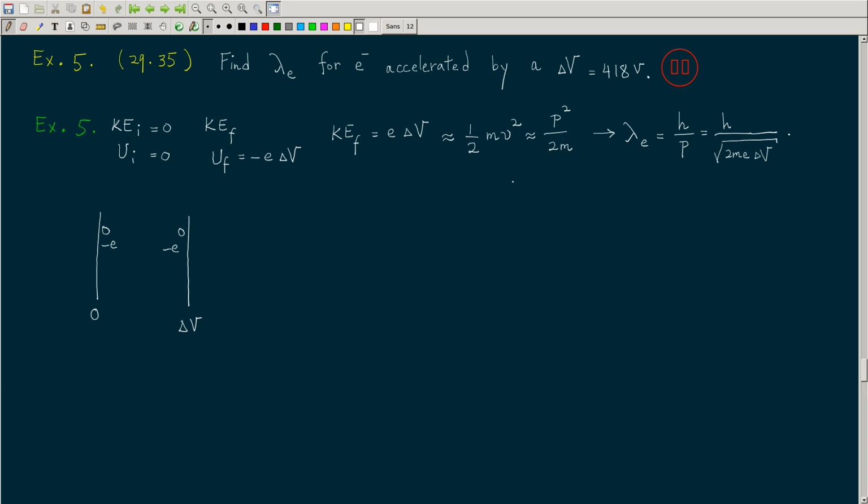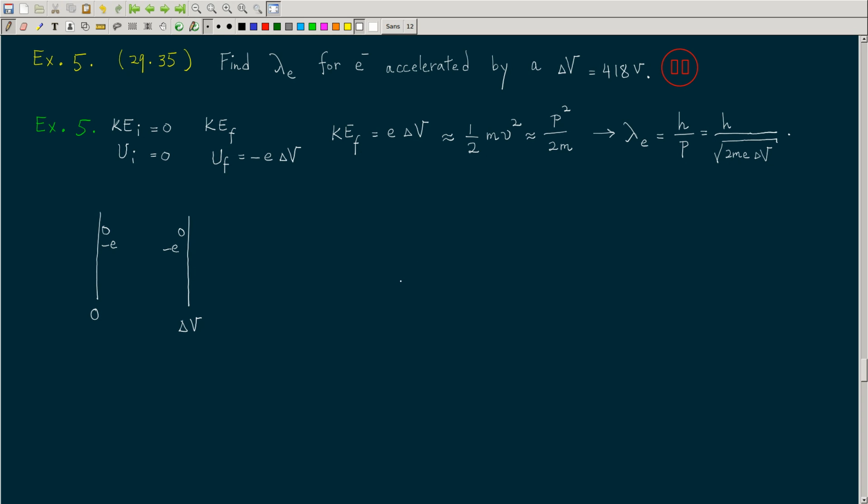And you know that classically, you can write kinetic energy as p squared over 2m. So the lambda for the electron is going to be h over the square root of 2 times the mass of the electron times the charge e times the delta V. That's the de Broglie wavelength of the electron accelerated by this potential.